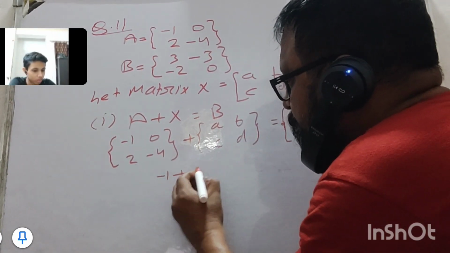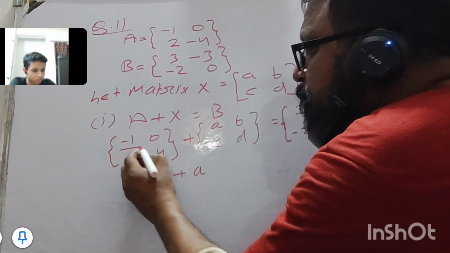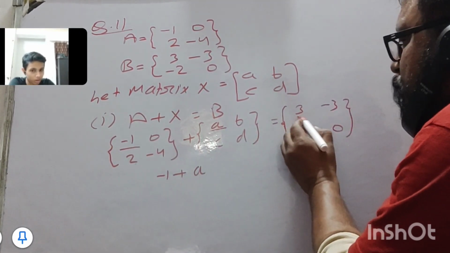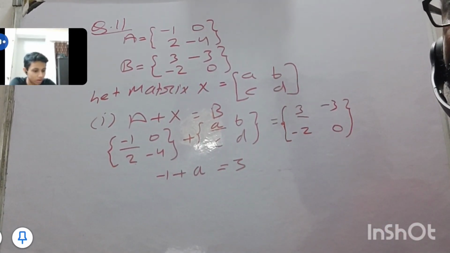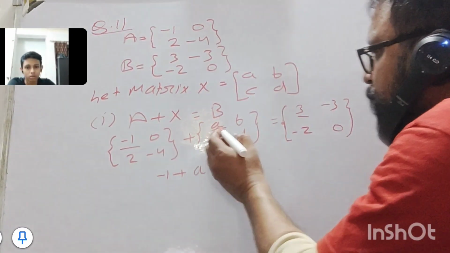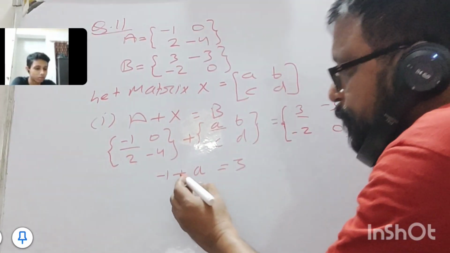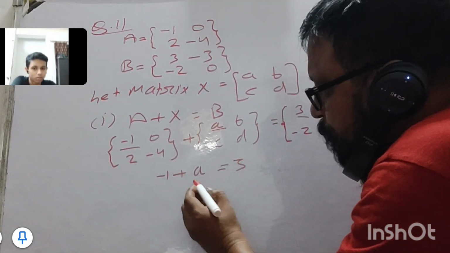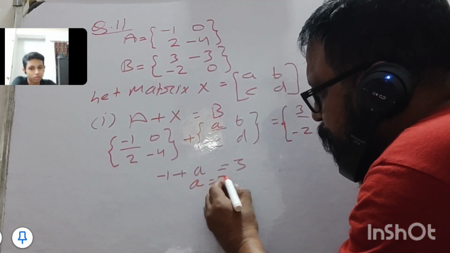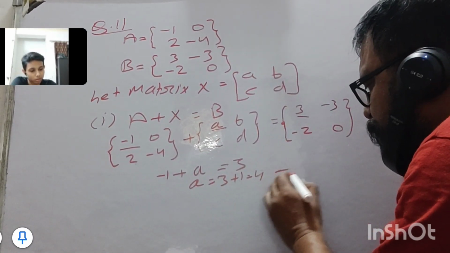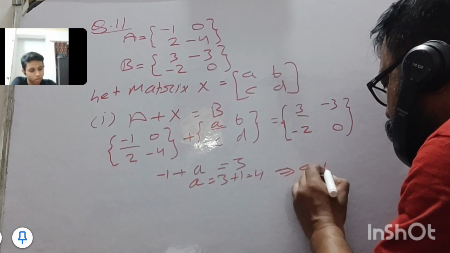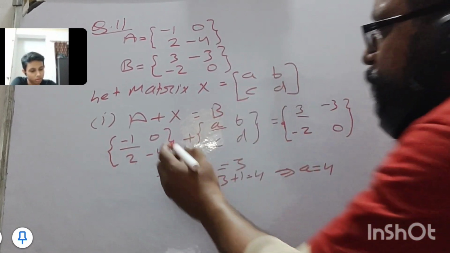Now -1 plus A is equal to 3. Sorry, -1 plus A is equal to 3, not -3, it's 3. Now we will bring -1 to the other side, so A is equal to 3 plus 1 is equal to 4. So A is equal to 4.